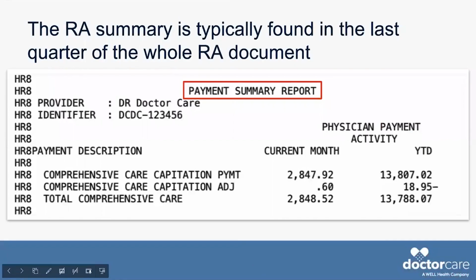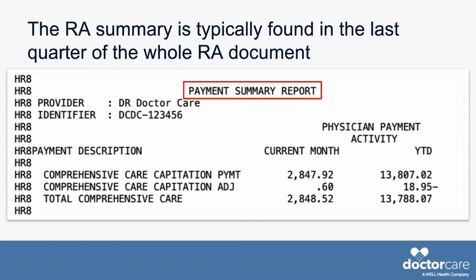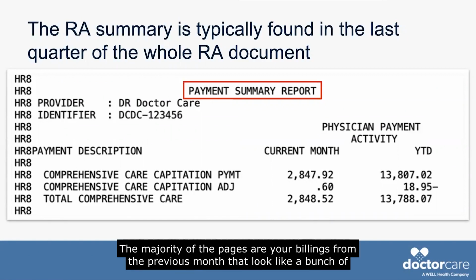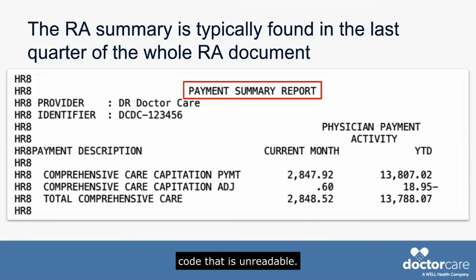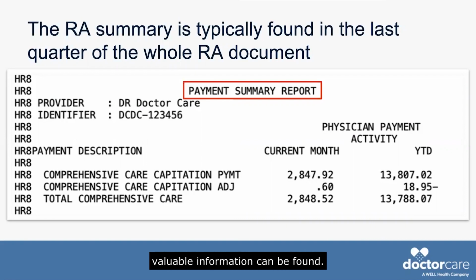Typically, your EMR is set up to retrieve it and process the information so that it's usable for you. As you know, the RA document is very long and could be well over 50 pages. The majority of the pages are your billings from the previous month that look like a bunch of code that is unreadable. The RA summary can be found at the end of the document, and this is where the real valuable information can be found.